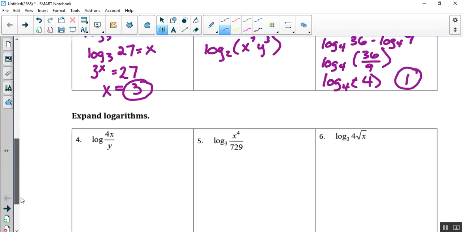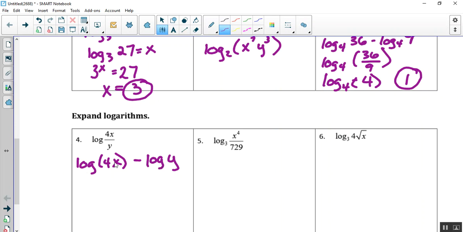You can also use these rules to expand logarithms, which is like working backwards. So if you have the logarithm of a quotient, you can change that to be the difference of the two logarithms. So you would have log 4x minus the log of y. And remember, if you don't have a base there, that just means that the base is 10.